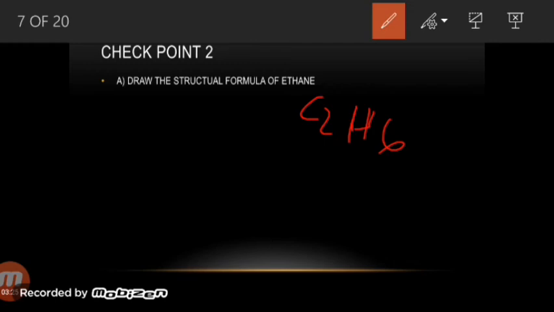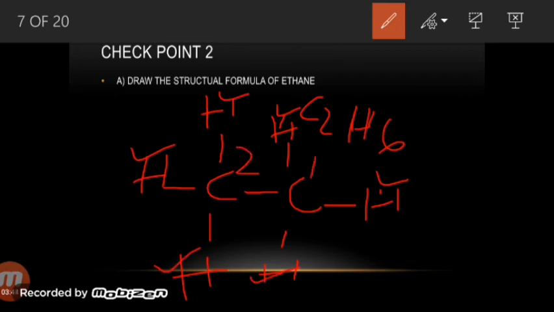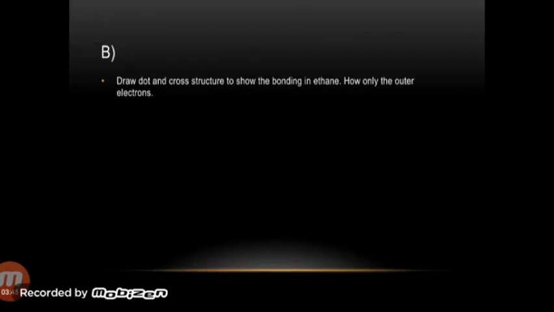How can you draw its structural formula? 2 carbons are there which are connected with a single bond, and 6 hydrogens are there. So look at this. This is its structural formula. 1, 2, 3, 4, 5, 6 hydrogens and 1, 2 carbons. So this is its structural formula.